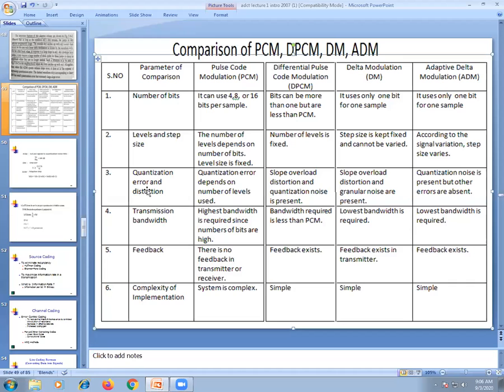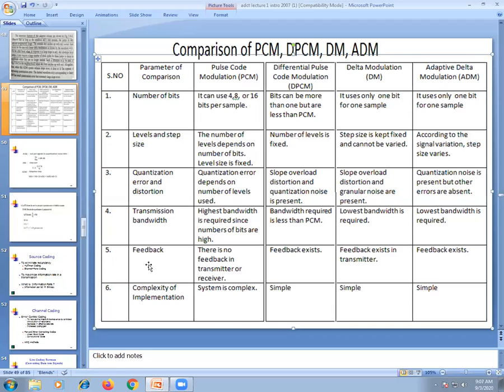The third parameter is quantization error and distortion. This is the error that occurs at the quantization level. The fourth one is transmission bandwidth. This is one of the important parameters in any communication system, because bandwidth is as important as power. There is a relation between power and bandwidth.